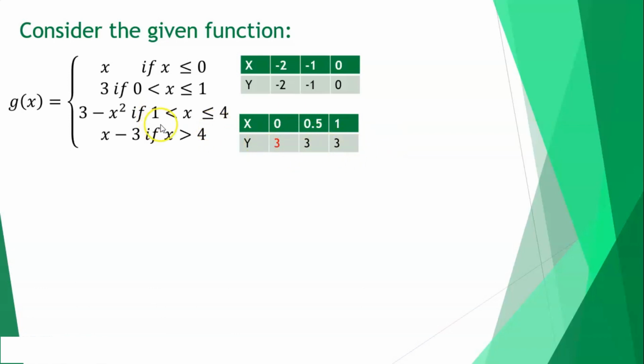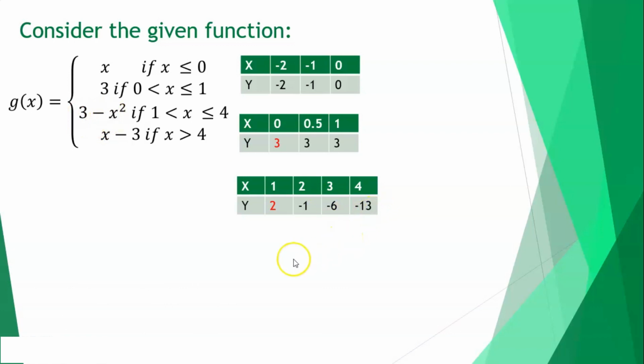Now for the third, it will start from 1 until 4, but 1 is excluded. So if our x is 1, that would be 3 minus 1, you will get 2. If our x is 2, that would be 3 minus 4, you will get negative 1. If our x is 3, 3 minus 9, you'll get negative 6. And if it's 4, 3 minus 16, that's negative 13.